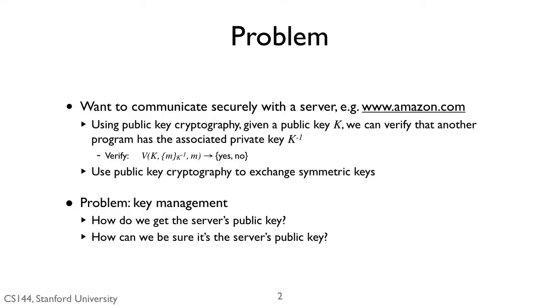So let's say we want to securely communicate with a server such as www.amazon.com. Now, using public key cryptography, if I know www.amazon.com's public key, then I can communicate securely with that server. I can verify that www.amazon.com has the private key associated with the public key I'm using. We can then use public key encryption to exchange symmetric keys as well.